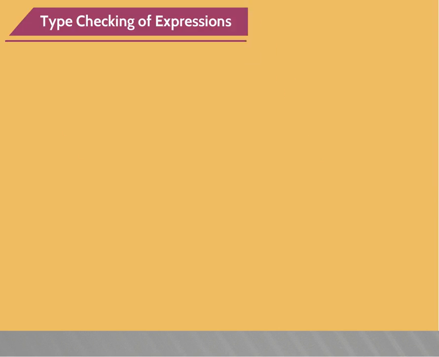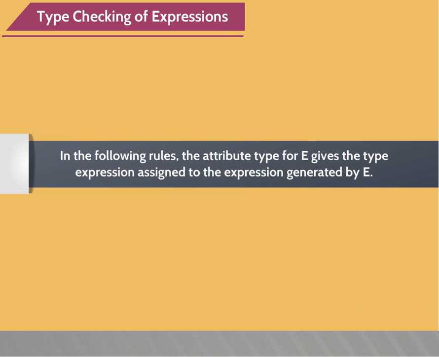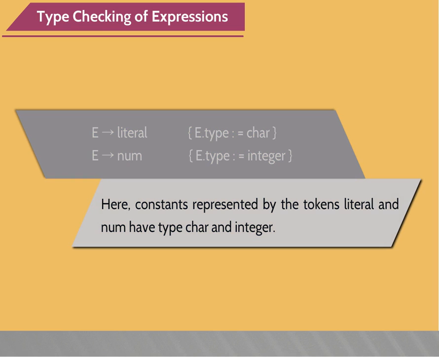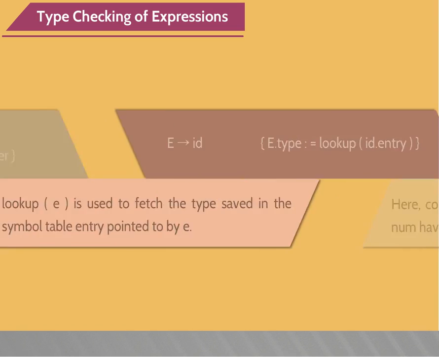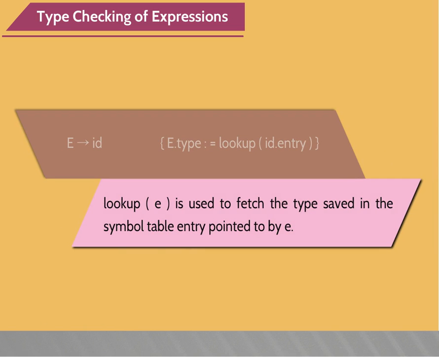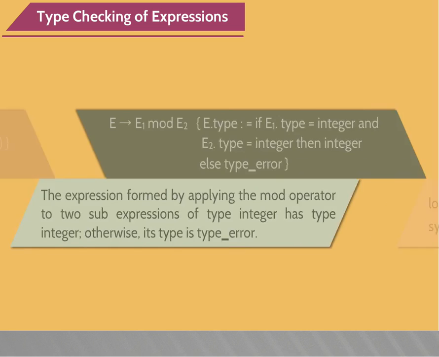Type checking of expressions. In the following rules, the attribute type for E gives the type expression assigned to the expression generated by E. E produces literal, E.type := char. E produces num, E.type := integer. Here, constants represented by the tokens literal and num have type char and integer. E produces id, E.type := lookup(id.entry). Lookup(e) is used to fetch the type saved in the symbol table entry pointed to by e.